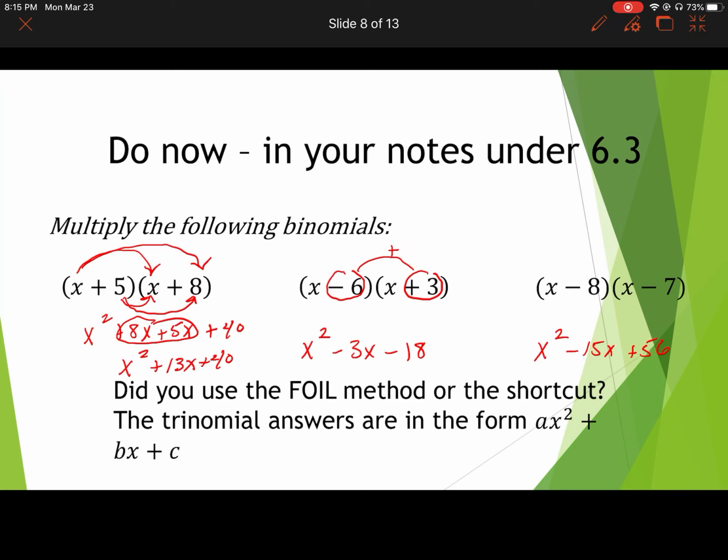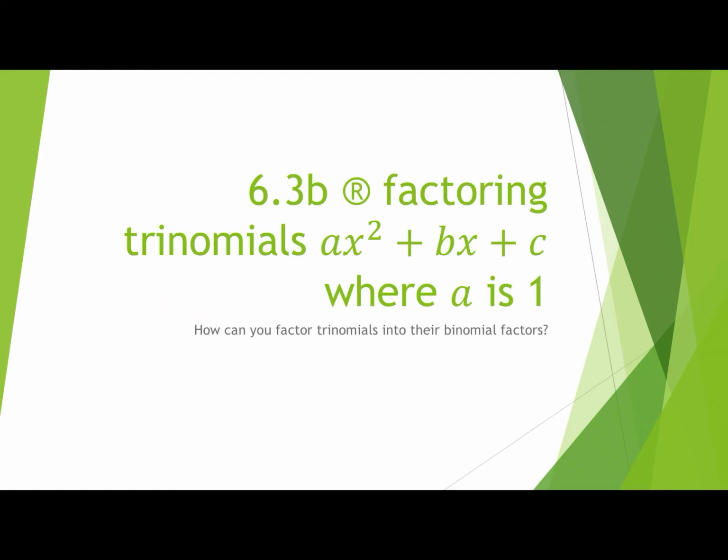We're going to take a look at trinomials in the form of ax squared plus bx plus c. But these ones are special because we're going to focus on trinomials that have an a value of 1. In other words, there's no coefficient in front of the x squared. These are probably the easiest ones to factor, mostly because of the shortcut. So if you understand the shortcut, this makes it a lot easier. We're going to actually undo the FOIL. We're going to undo the distribution and get this trinomial back to its binomial factors.